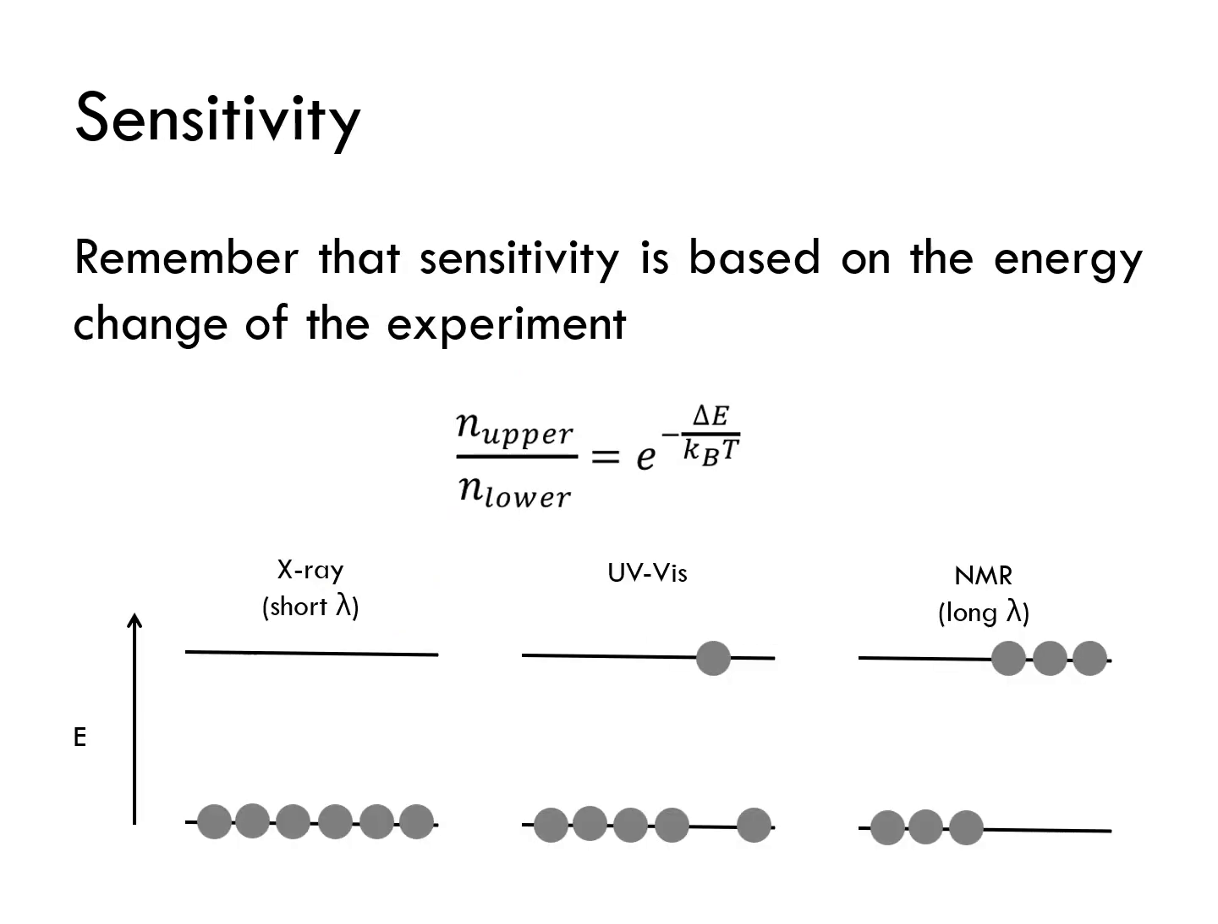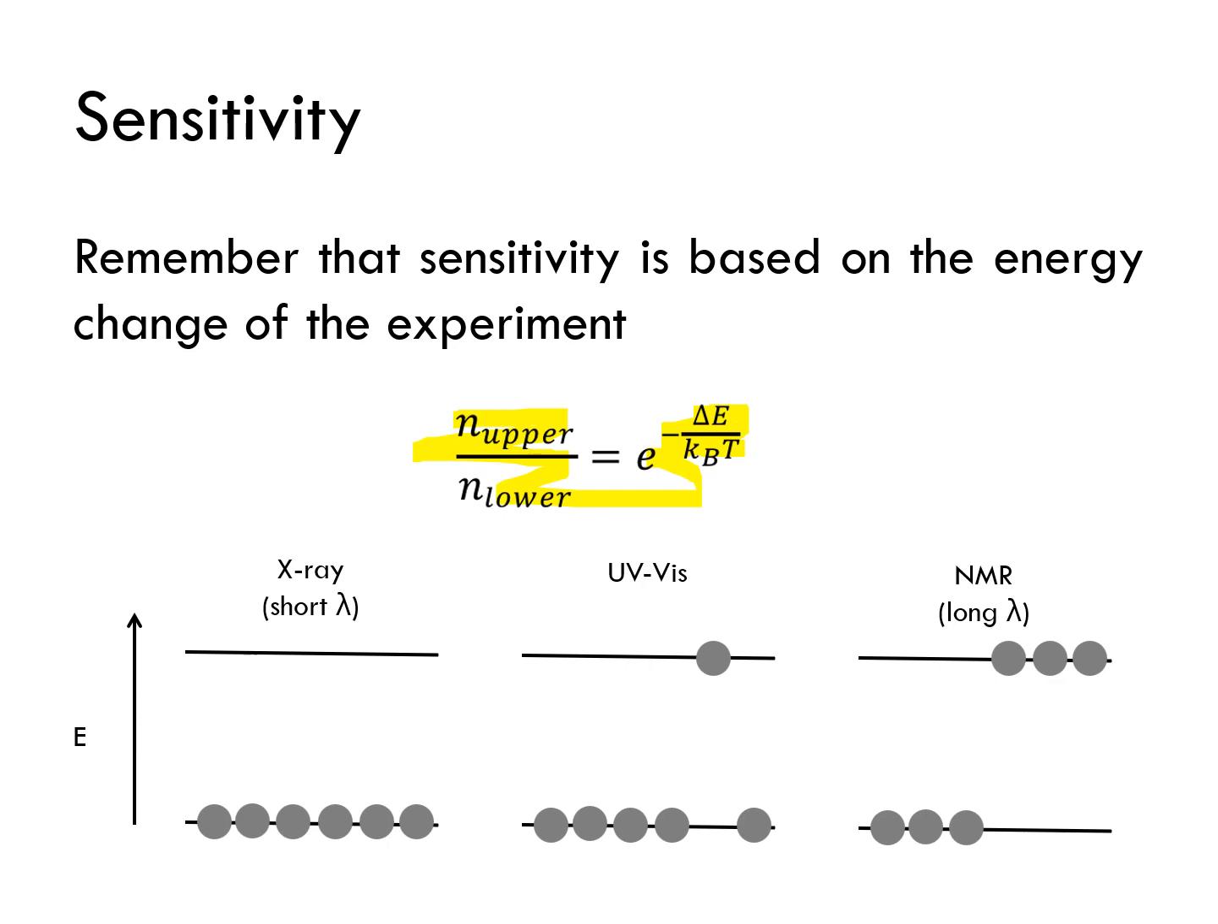Okay, so remember that NMR is not a sensitive technique. So remember again, when we think back to some stuff that we did previously, N upper over N lower is going to be this equation right over here, where we get e raised to the negative delta E over kBT. And we look at the different E values that we have.